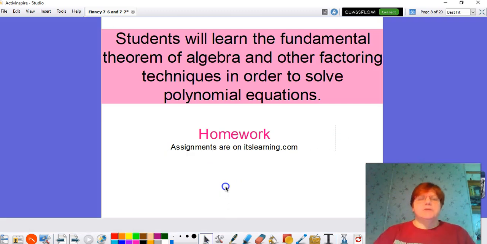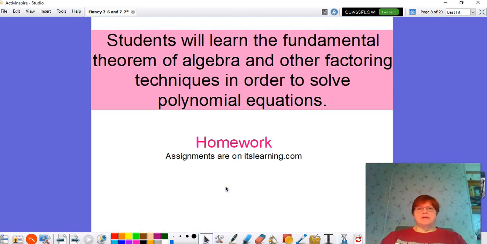Okay, so today we're going to learn the fundamental theorem of algebra, which I know seems weird that we're learning that in trig, because you would think you would learn the fundamental theorem of algebra in algebra, but we're going to learn the fundamental theorem of algebra in trig. And we're going to learn some other factoring techniques in order to solve polynomial equations.